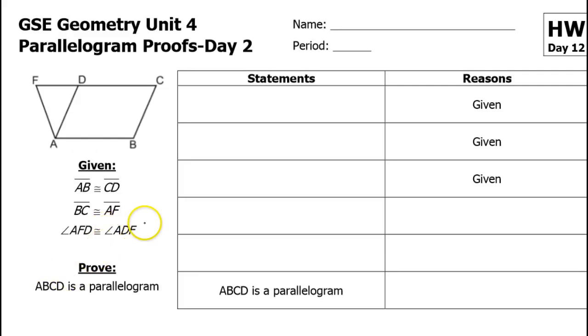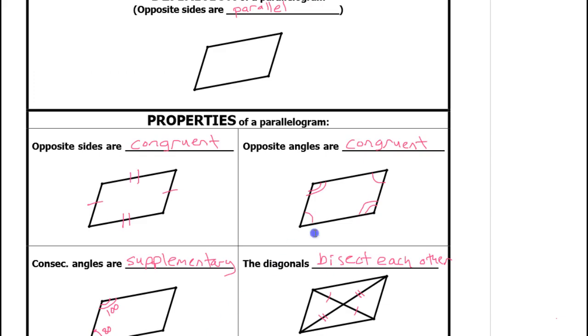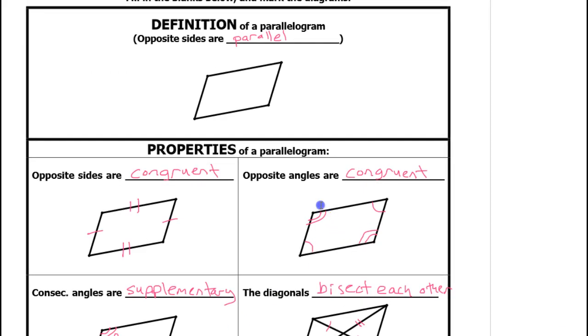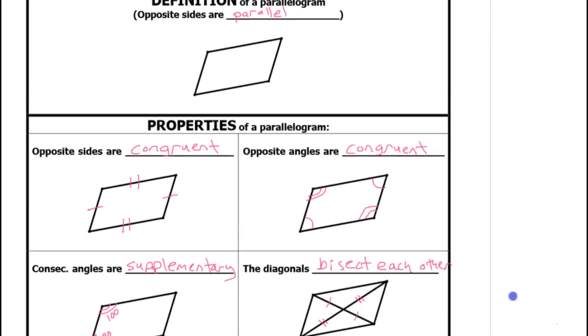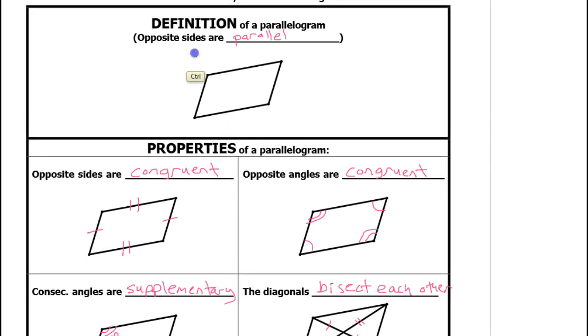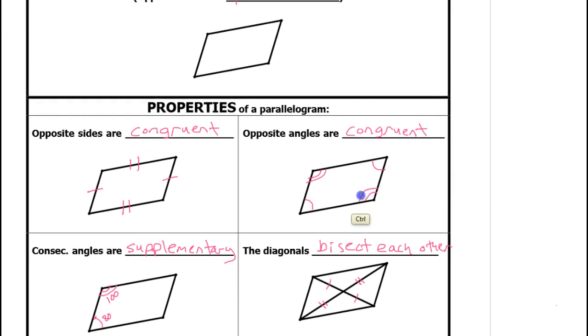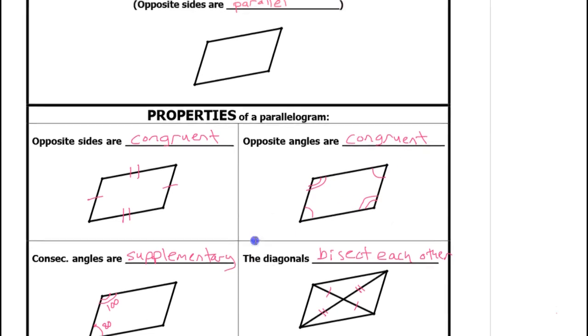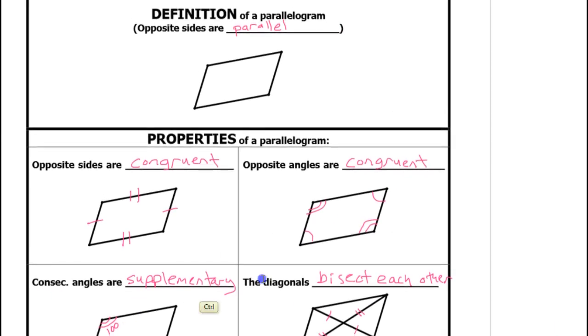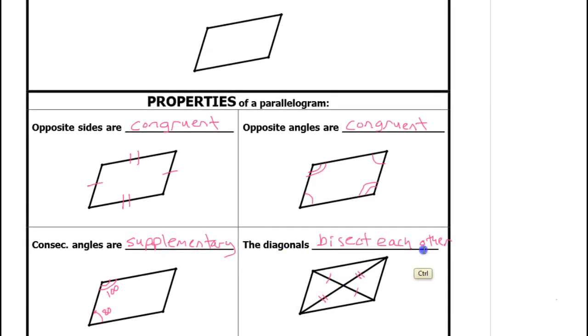In this video, we will continue to practice doing parallelogram proofs. Now, when we're talking about a parallelogram, there are 5 facts that we have to keep in mind. One is the definition of a parallelogram, which is opposite sides are parallel. That's the only one, that's the definition. But in addition to that, we have these 4 properties of a parallelogram. Opposite sides are congruent, opposite angles are congruent, consecutive angles are supplementary, and the diagonals bisect each other.